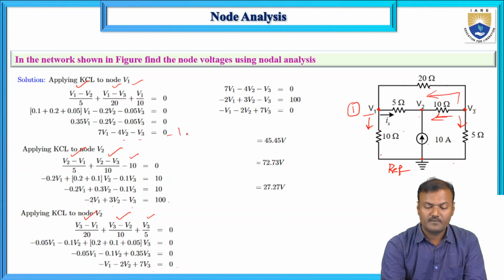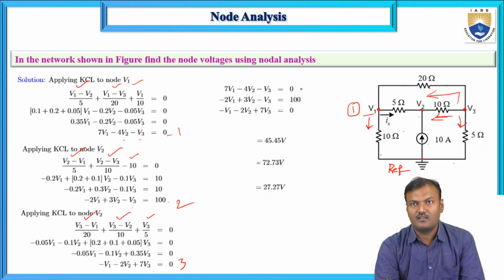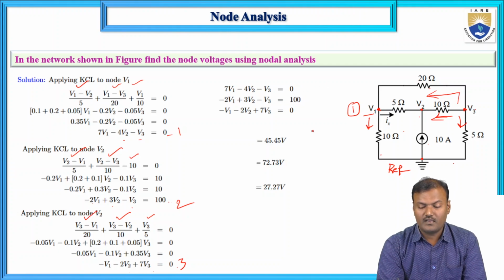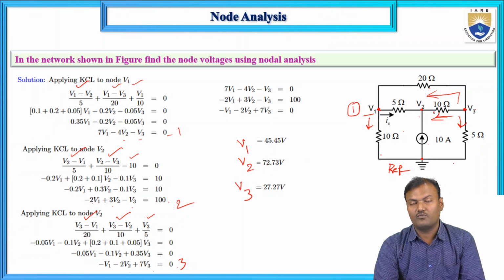Three equations with three variables. After solving them, we obtain V1 as 45.45 volts, V2 as 72.73 volts, and V3. After obtaining all these voltages, we can calculate the remaining responses, that is the current flowing through all these elements.